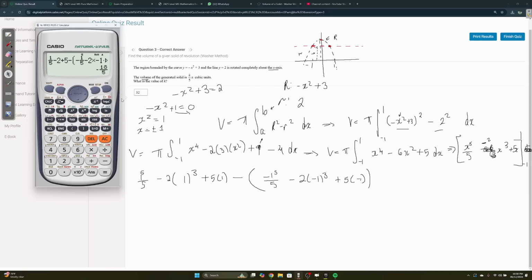Minus 18. Oh, shoot. Why is it? What did I do wrong? I'm sorry, I don't know why I put plus 5 by accident. 5 times minus 1 is minus 5. Yeah, so it should be 32 over 5.